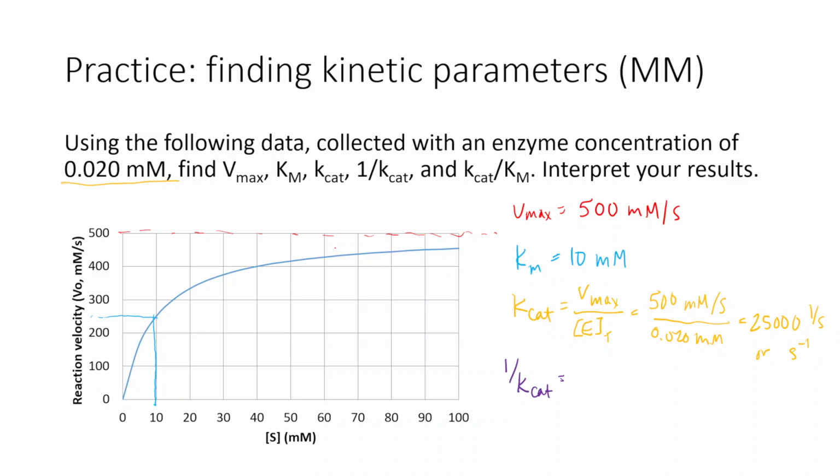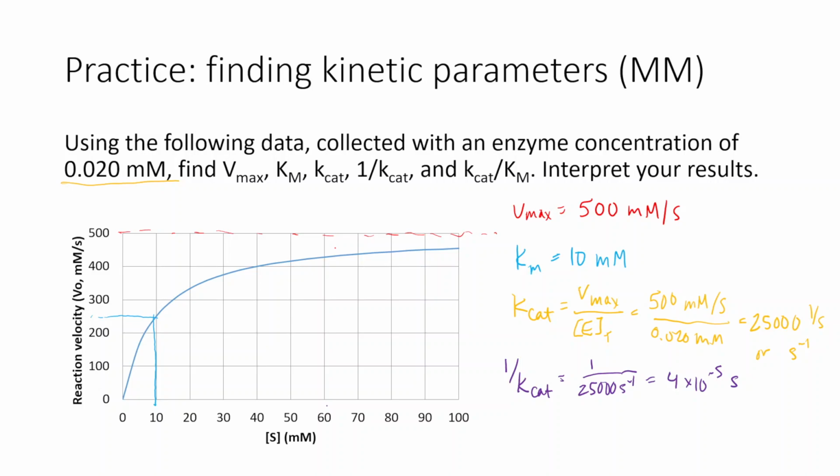So 1 over Kcat is just 1 over 25,000 inverse seconds. And that's going to give us 4 times 10 to the minus fifth. And what units would that be? Seconds, yeah. 1 over Kcat is our turnover time. That's in seconds. Kcat is our turnover rate. That's reactions per second, right?